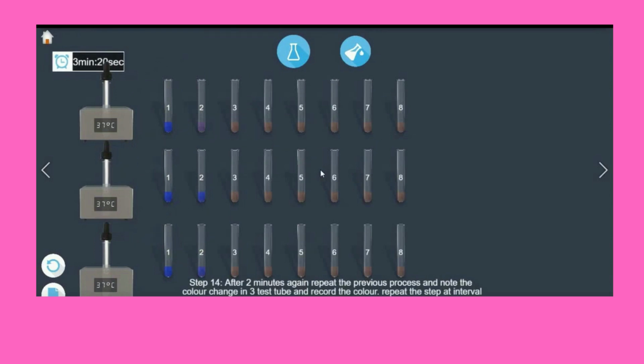Keep repeating it after 2 minutes. At a 2 minute interval you have to repeat all the same things. So see what will happen.